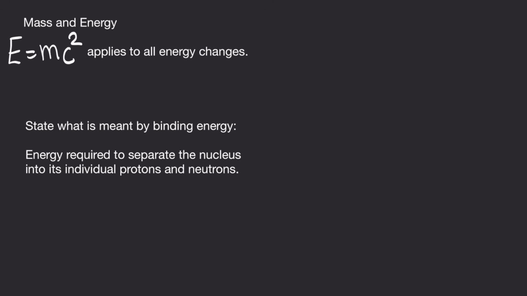Next, we're going to be looking into mass and energy, including the famous Einstein's equation that E is equal to mc squared, how mass and energy can be converted from one to another. In fact, a bound nucleus will have a lower mass because some of that mass has been converted to energy, which brings us to this classic state question: what is meant by binding energy? It is the energy or work done required to separate the nucleus into its individual protons and neutrons.